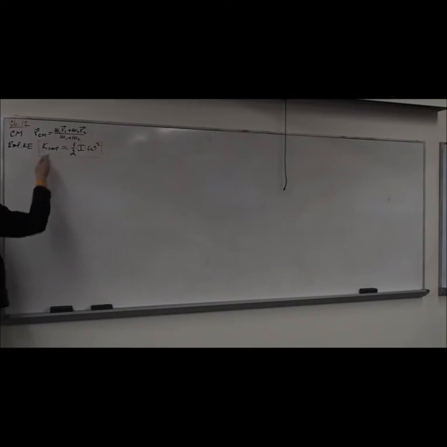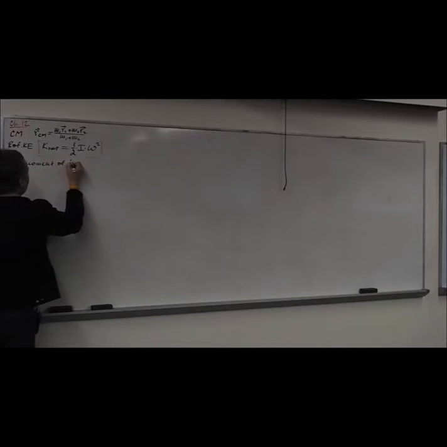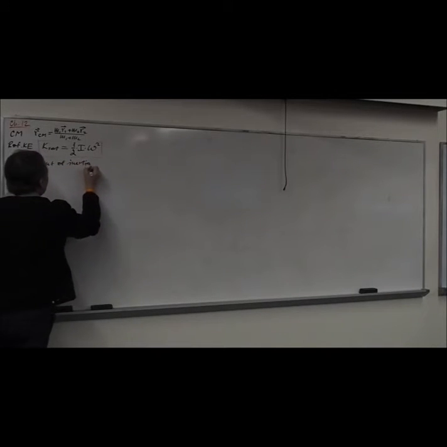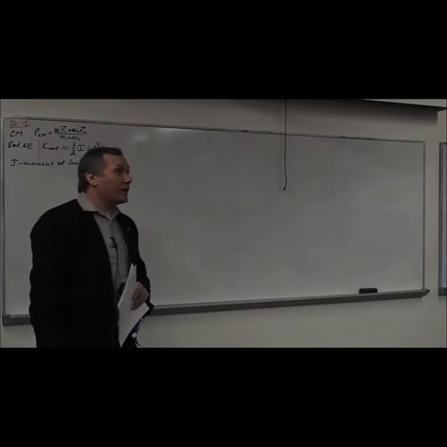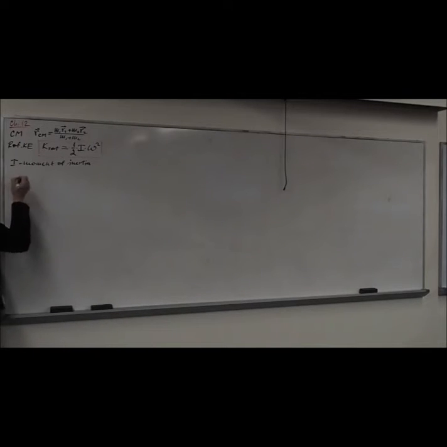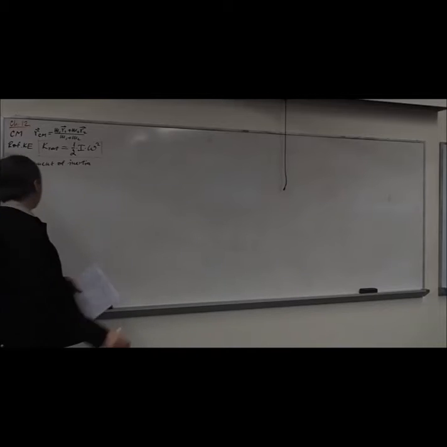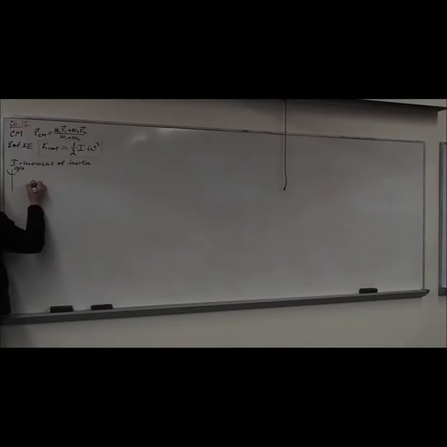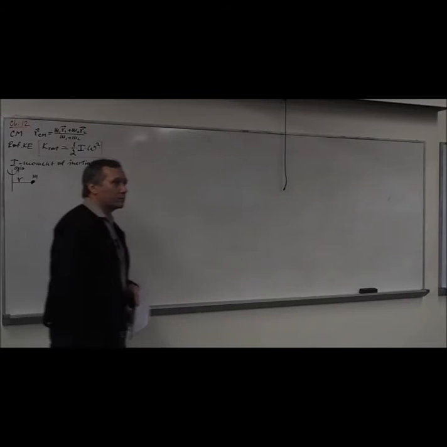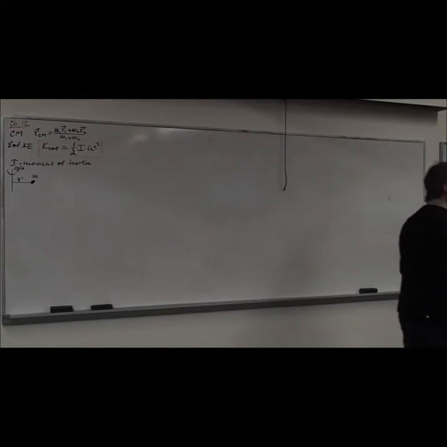We introduce moment of inertia. And by definition, moment of inertia is for a point mass. So if you have, this is axis of rotation, and let's say you have a point mass m positioned at the distance r from the axis.